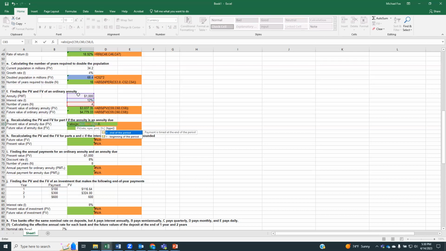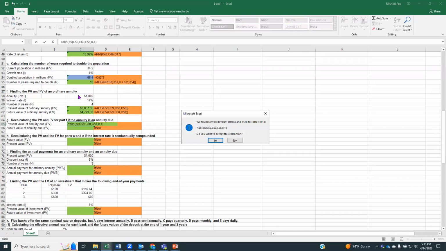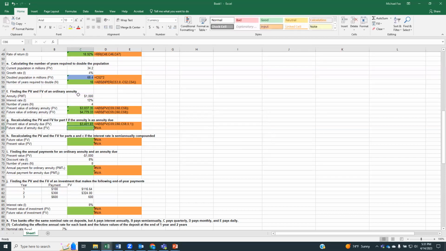And then for type, we've been just leaving it blank, which means 0 for end of the period. But in here, we're going to enter 1. This means it's a payment for the annuity paid at the beginning of the period. That's the only difference to what we did up above. Oops, and I still didn't put a second closing parenthesis.